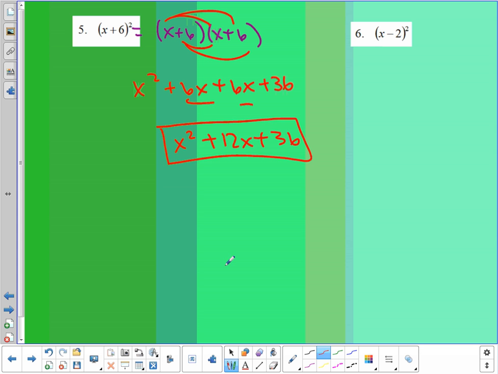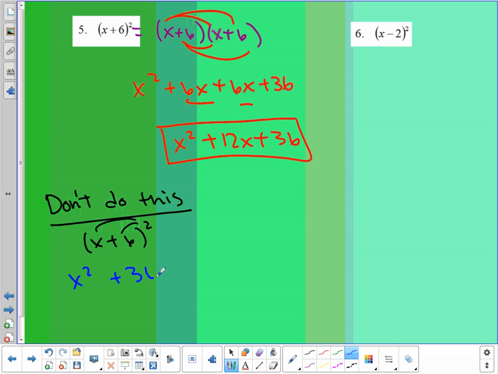Now, I want to show you what happens if you just square both terms. So this is a don't do this. If you're going to write this down, make sure you write don't do this. Okay? If I just take x plus 6 squared and distribute my square to both parts, that gives me x squared plus 36. Now this is a very, very common mistake. Most students, or a lot of students, have made this mistake in the past. Look at the difference.